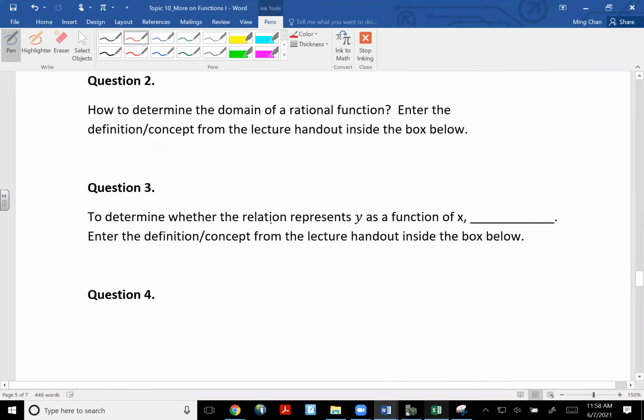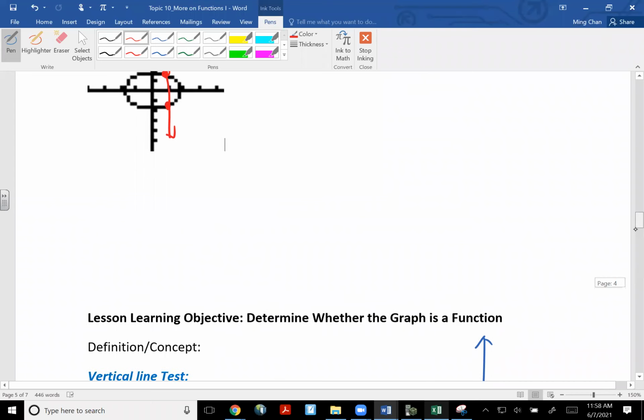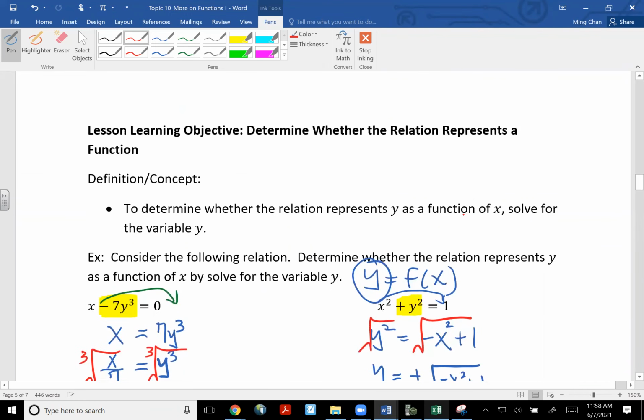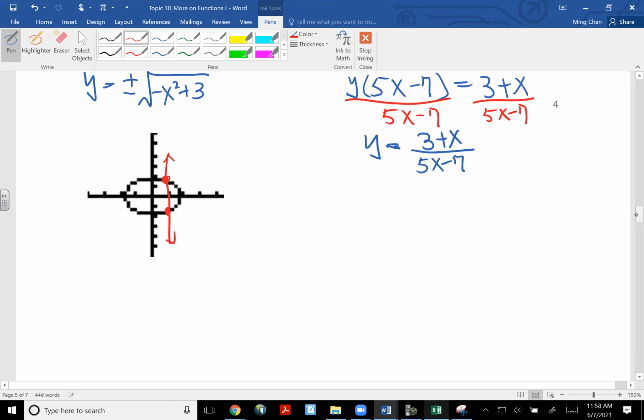To determine whether the relation represents y as a function of x, okay, what we just did is solving for y. So to determine whether the relation represents y as a function of x, I think the definition here says solve for the variable y. Okay, that's all you have to put.